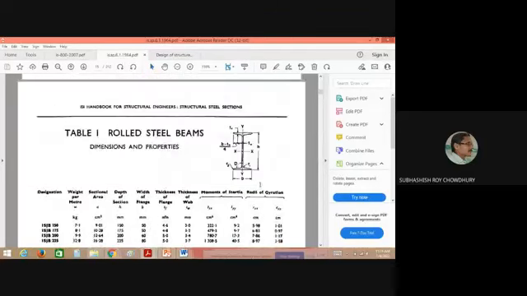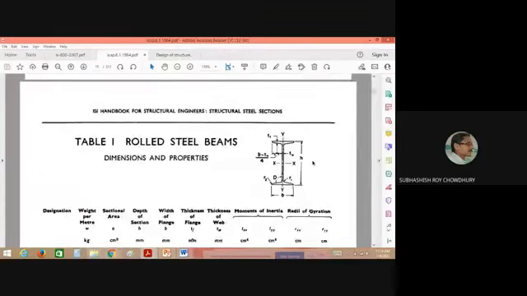If you consider an I section like this one, then these two horizontal parts shown in this figure are basically the flanges. This vertical component or part is called the web. So this is the upper flange, this is the lower flange, and this is the web part.